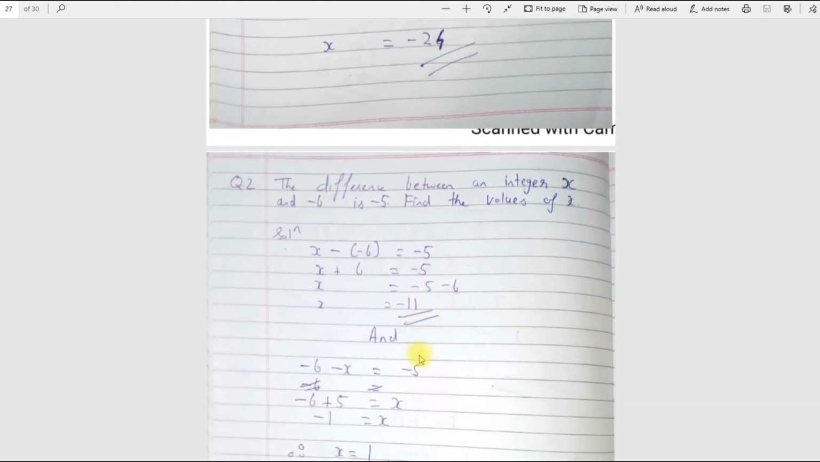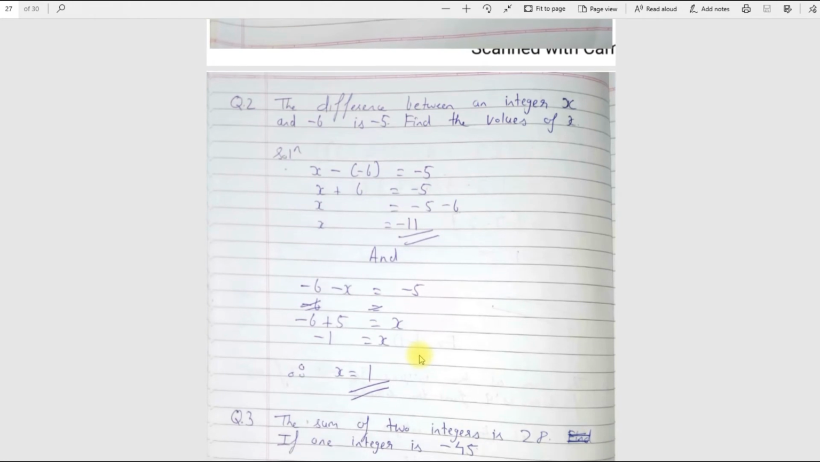Now next, the difference between an integer x and minus 6 is minus 5. Find the values of x. So I will explain this type of sum. This type of sum is very important.